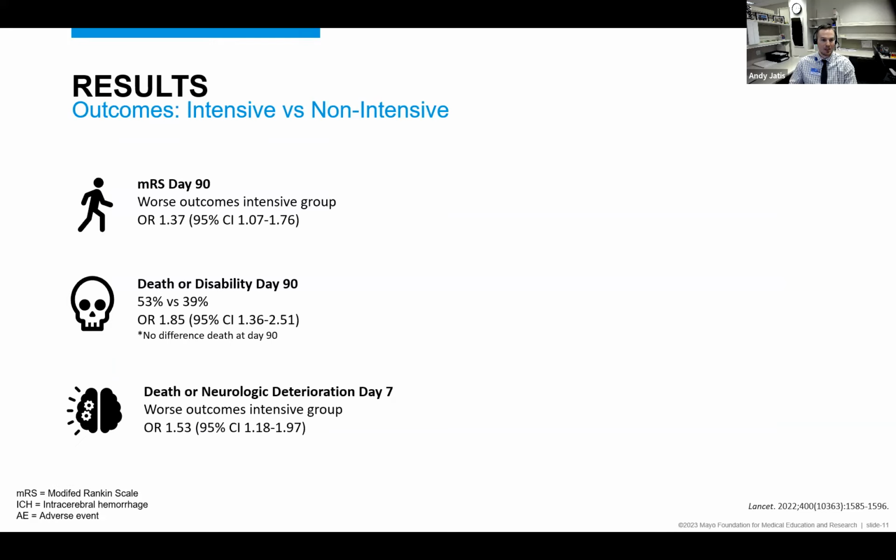more patients experienced this in the intensive group at 53% versus 39%. Although I would call out that there was no difference in death at day 90, so this was largely driven by the difference in the shift of the modified Rankin score. Then looking at death or neurologic deterioration at day 7, as a reminder, this was defined as that shift in the NIHSS score, and patients that received the intensive group had also worse outcomes.